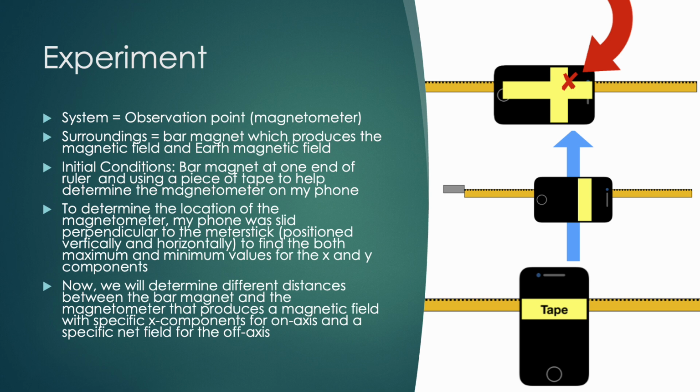To determine the location of the magnetometer, my phone was slid perpendicular to the meter stick, positioned vertically and horizontally, to find both maximum and minimum values for the x and y components. Now we will determine different distances between the bar magnet and the magnetometer that produce a magnetic field with specific x components for on-axis and a specific net field for off-axis.